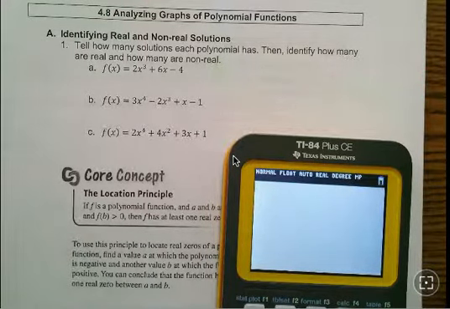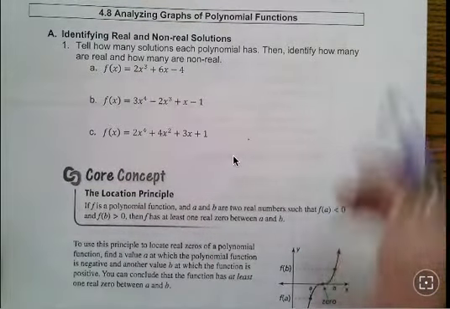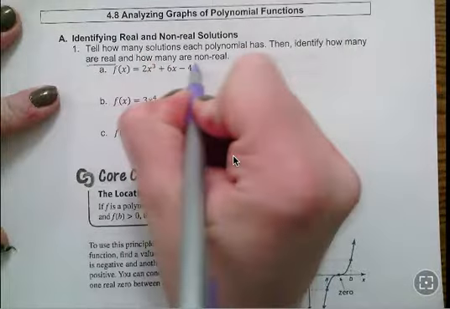And I lost a lot of you. You looked glazed over, okay? The cool thing is you can use the graphing calculator to definitively tell you how many positive, negative, and real zeros each have. But the question is only asking here how many are real and how many are non-real.